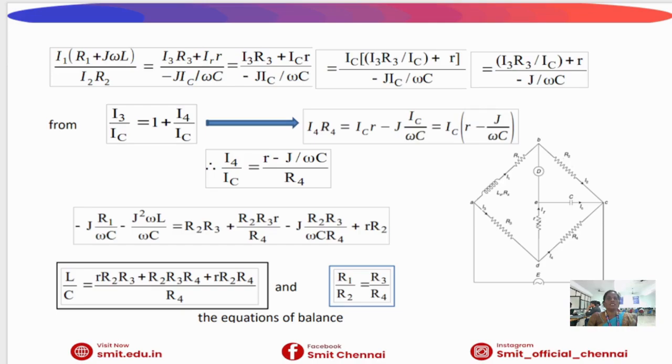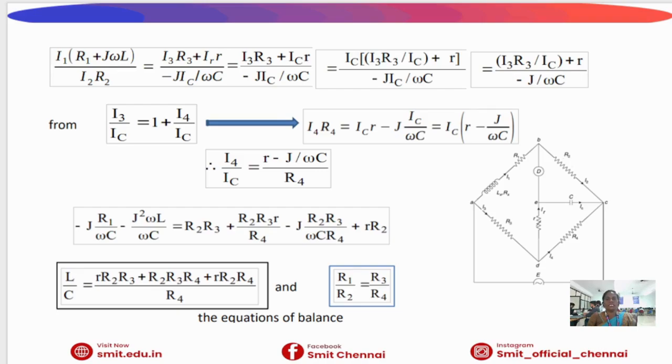For bridge balance, real parts must be equal, and imaginary parts must also be equal. After simplification, we obtain the final balance conditions. The inductance equation is L by C equals R into R2 R3 plus R2 R3 R4 plus R into R2 R4, divided by R4. The resistance balance condition is R1 by R2 equals R3 by R4.